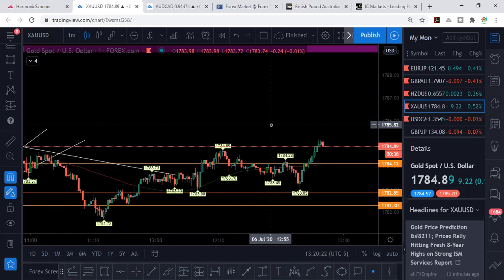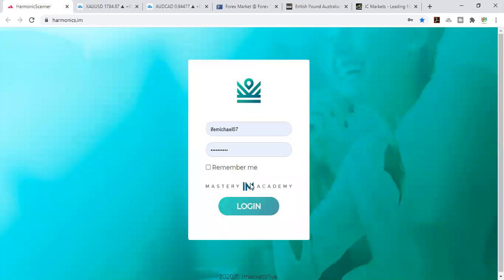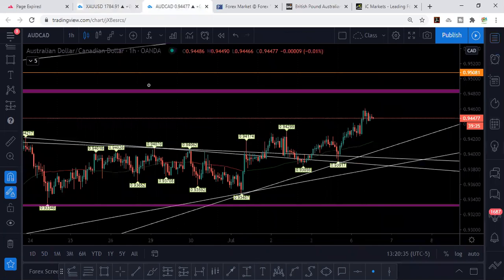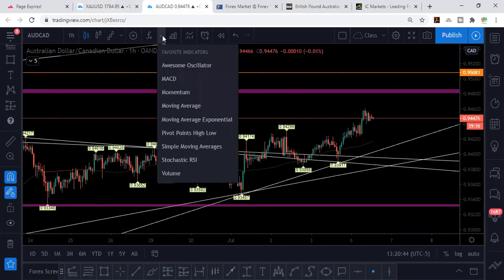So are we done? Do you have any questions? Do you want to mark another chart real quick? How can I add the SMA 50 to my TradingView? I have it on MT4, but I don't know how to put it on TradingView.